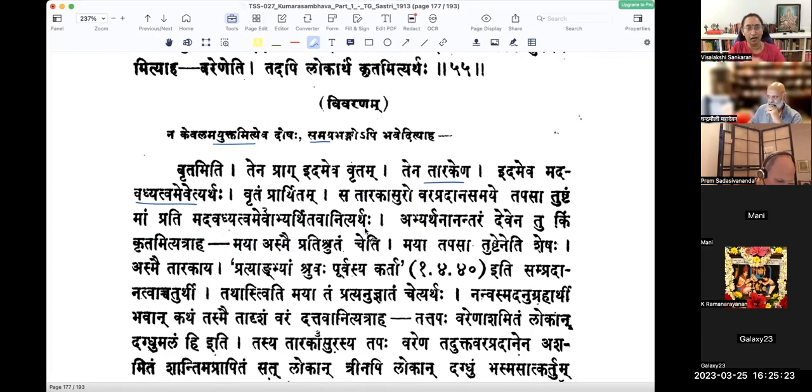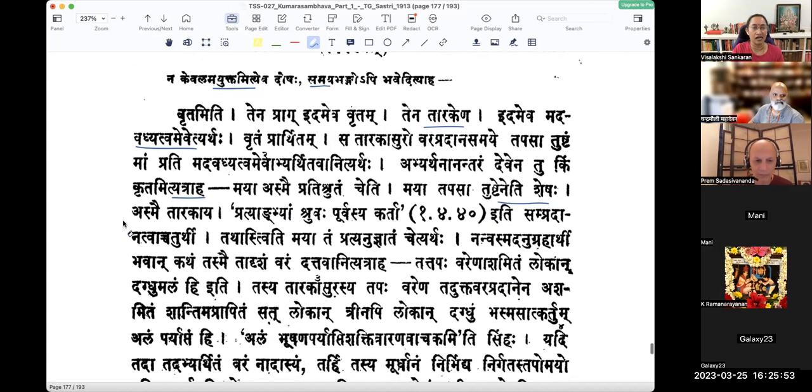So Tarakasura, when he had made Brahma appear in front of him, at the time of giving the boon, tapasa tushtam mam, I was very happy because of his tapas, mad avadhyatvam eva abhyarthitavan. He asked not to be killed by Brahma himself. Abhyarthananantaram devena tu kim kritam ityatraha. What did Brahma do? Maya asmai pratishrutam cha. Maya tapasa tushtena iti sheshaha asmai tarakaya pratyang shruvav purvasya karta iti sampradanatvat chaturthi. This sutra determines chaturthi for the person who is the receiver of that promise.